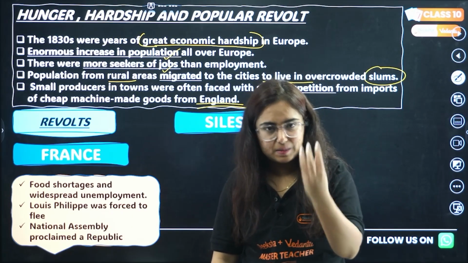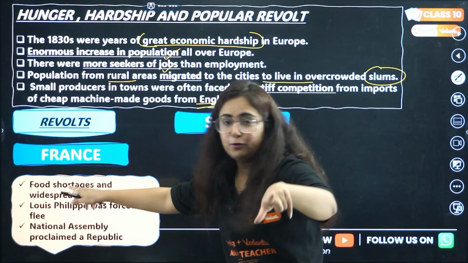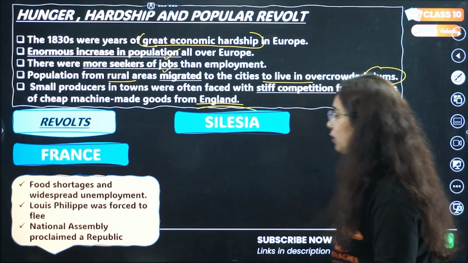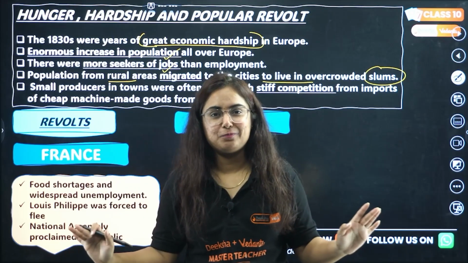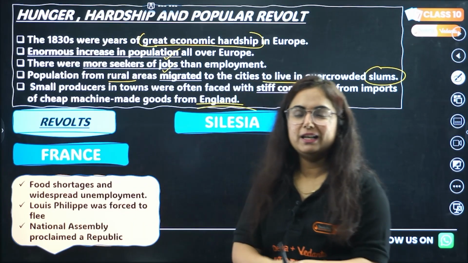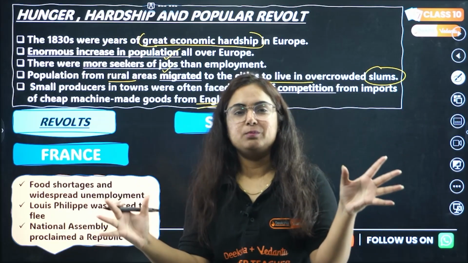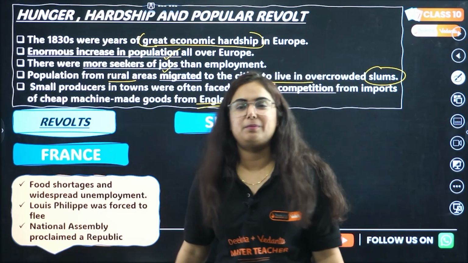Why? Because of that subsistence crisis. Similarly, what is happening right now? Food shortage, widespread unemployment. Louis Philippe flees away. He was so scared seeing those people revolting against him. So he flew away. The National Assembly said that now France is a republic.